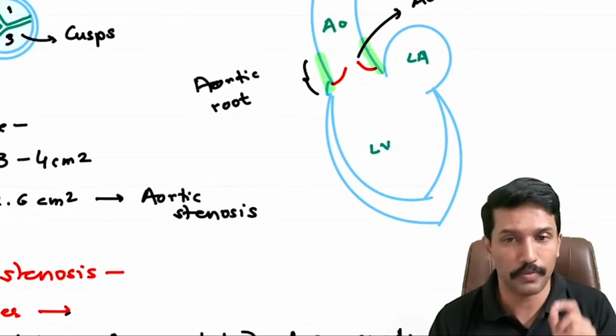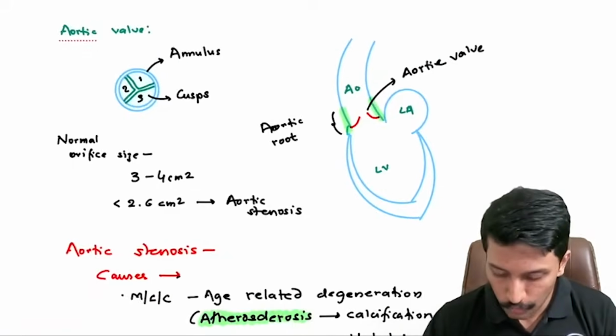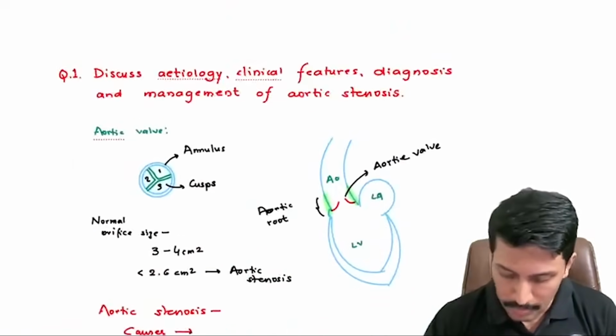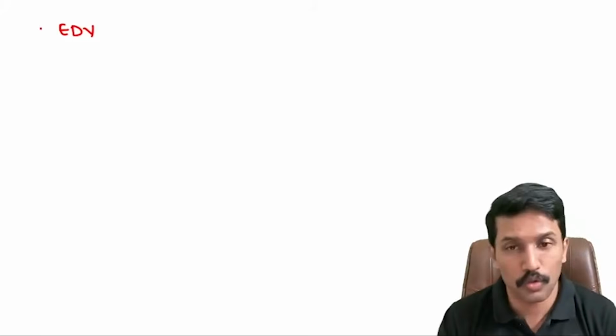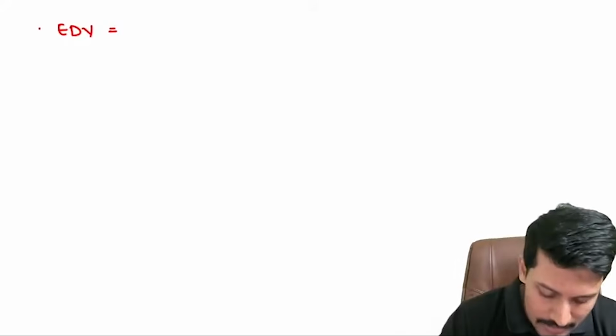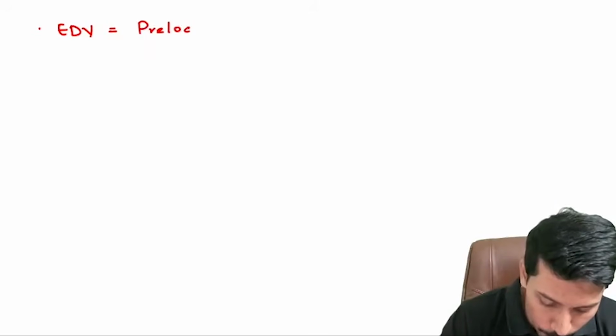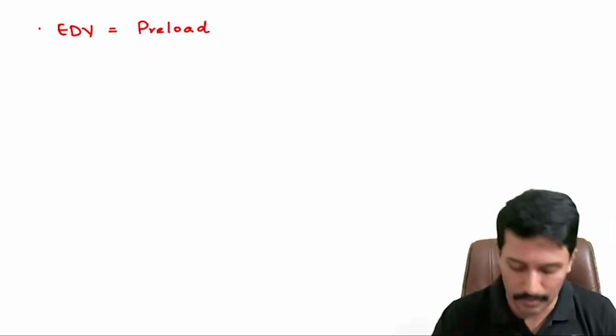So that resistance we will call as afterload, right? For those who don't know, let me write some key terms that might help you for revision. The first term is end diastolic volume, the amount of blood present in the ventricle at the end of diastole before I start the systole, and that is also called preload. The more it is, the more the work done by the ventricle.